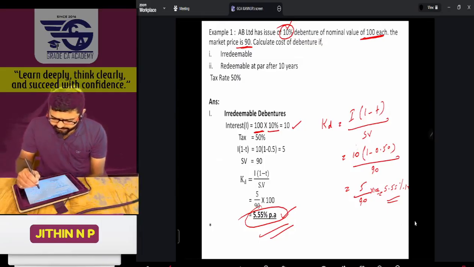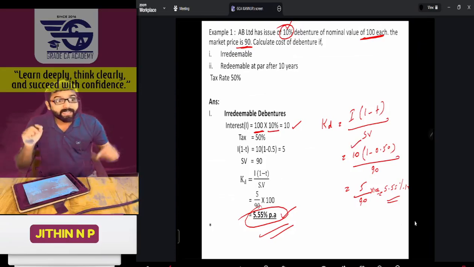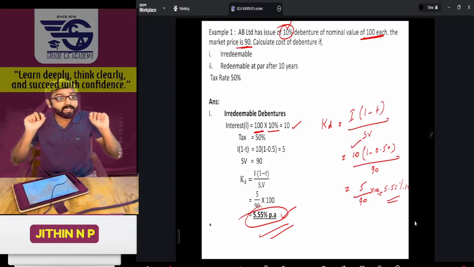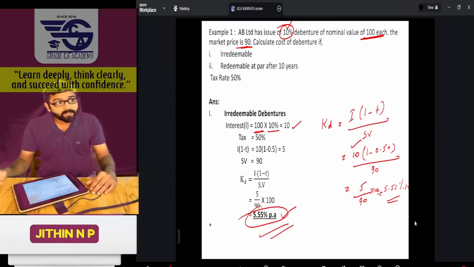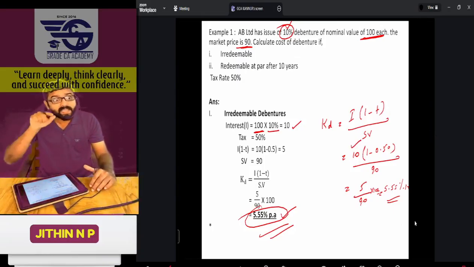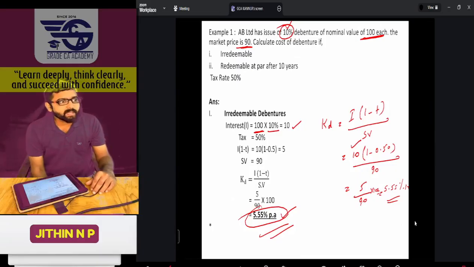10 rupees is the interest. Interest is a tax deductible expenditure. That means interest saves tax.